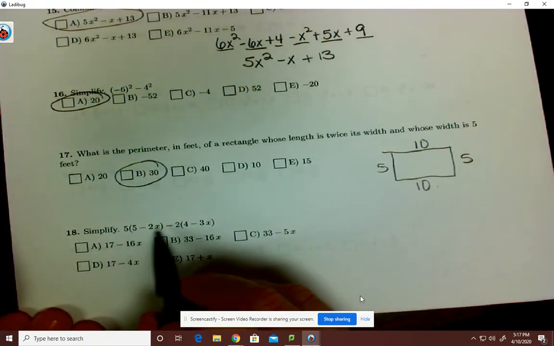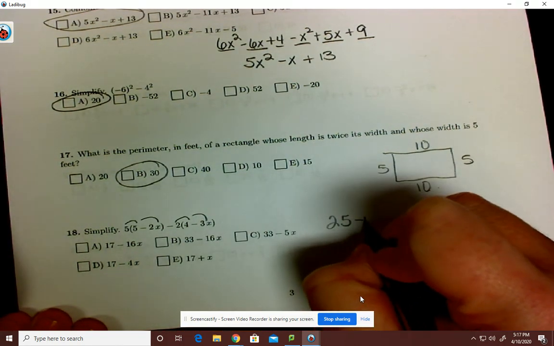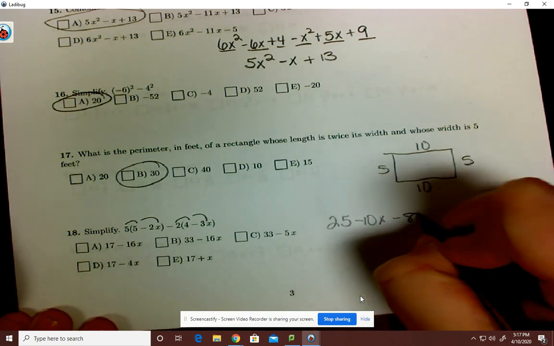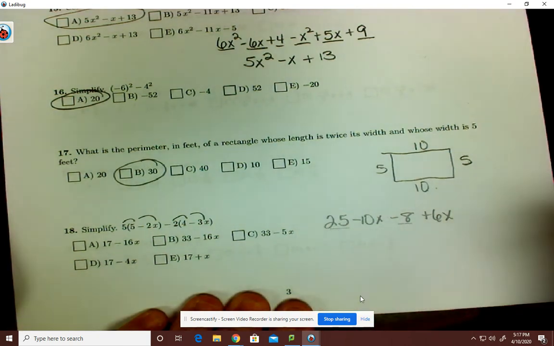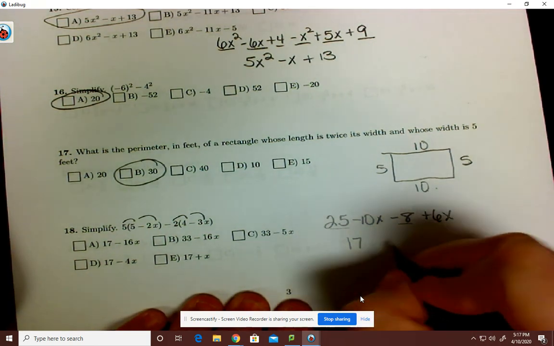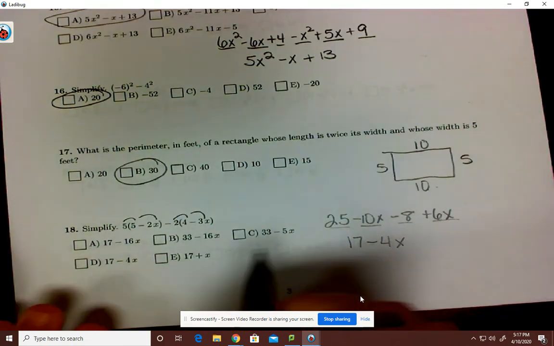Alright, simplify here. First, distribute everything. So we get 25 minus 10x minus 8 plus 6x. Combine like terms. 25 minus 8 is 17. Negative 10x plus 6x is negative 4x. So that would be D.